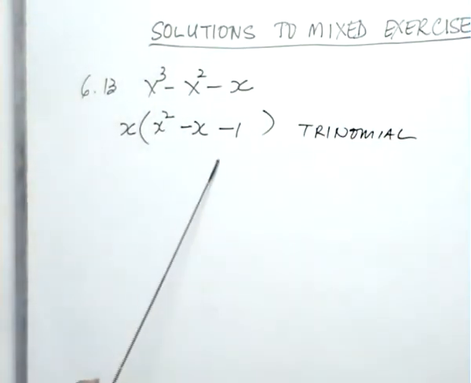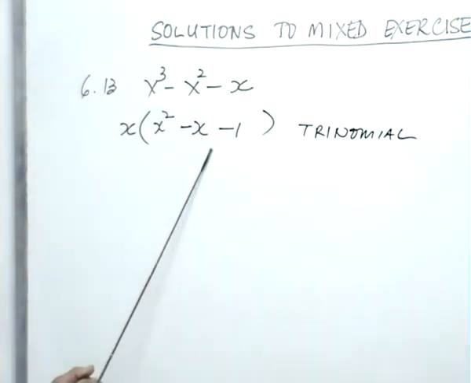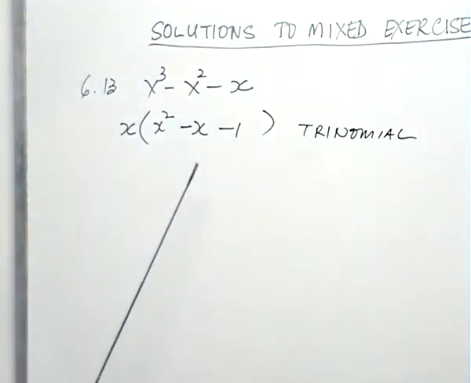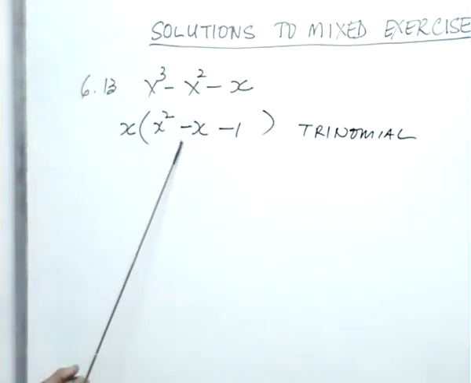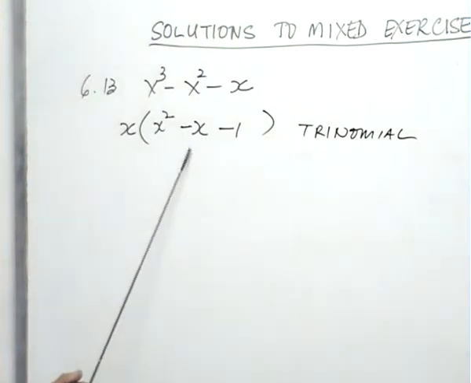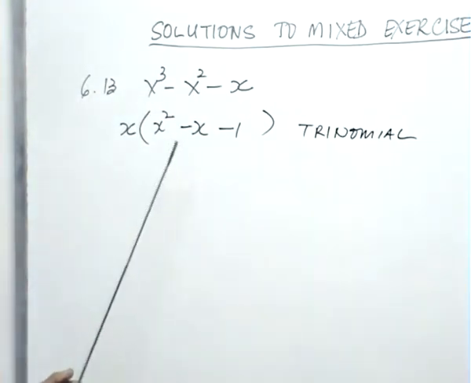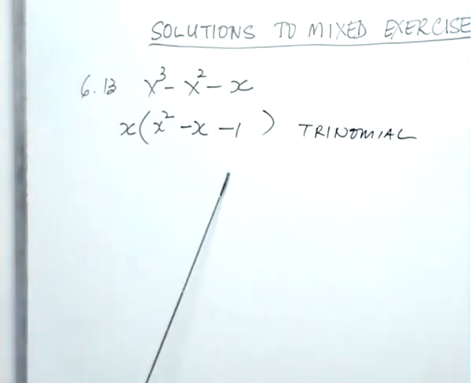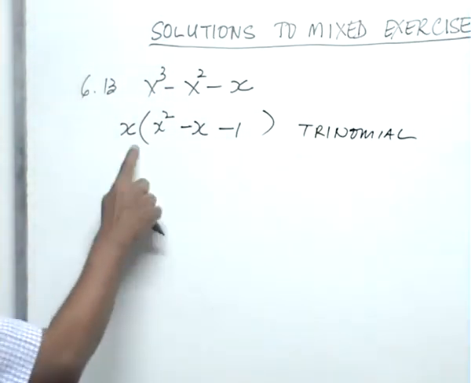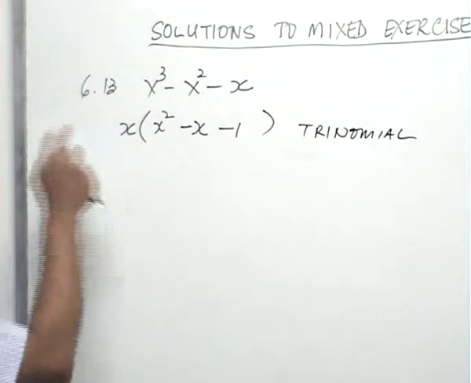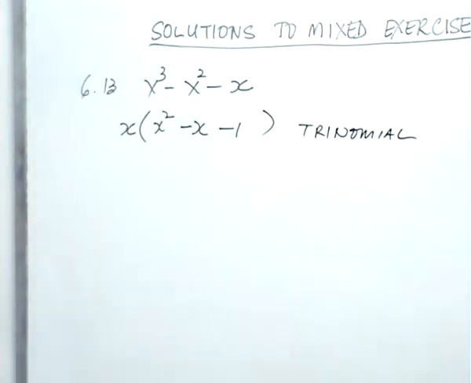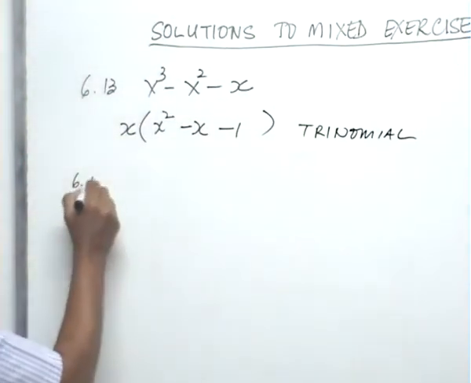But actually this trinomial does not factorize. So a little later I'm going to show you how to determine it will not factorize. For now, if you try to factorize this, no matter how much you try, you're not going to get the answer. So a little later on we'll show you how to work out whether a trinomial factorizes or doesn't factorize. So this trinomial does not factorize, and that is why we stop here. Alright, now we'll move on to 6.14.